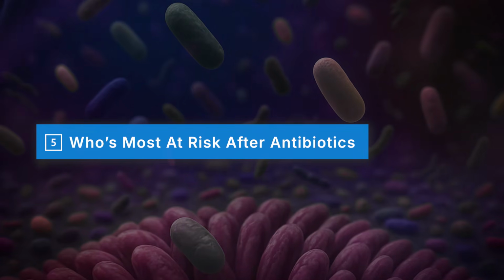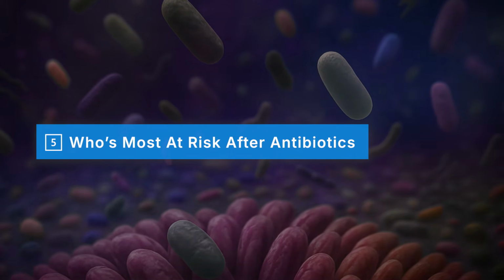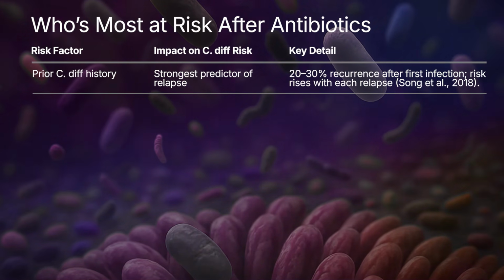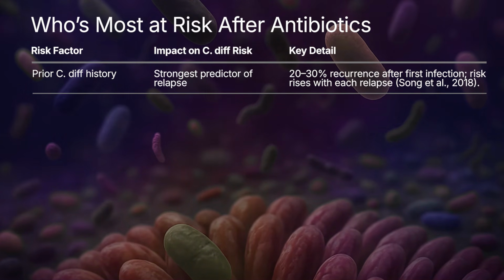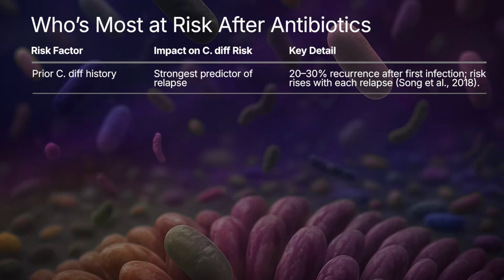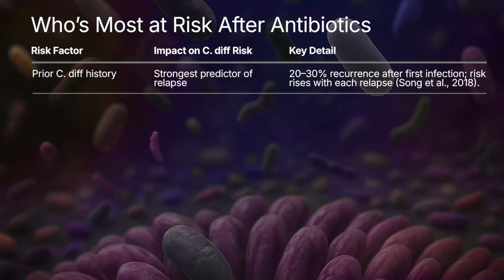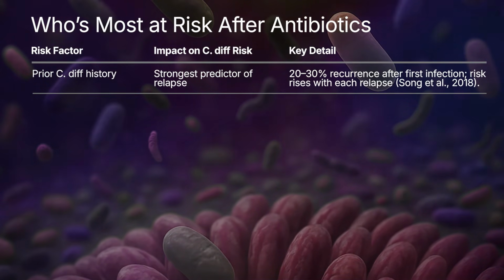Thankfully, not everybody who takes an antibiotic ends up with C. difficile, so you might be wondering, well, who is most at risk? Now, one of the strongest risk factors is having C. difficile beforehand. People who've already had a C. difficile infection face much higher odds of catching it again. Recurrence rates are reported at 20 to 30% after a first infection and increase after subsequent ones. In many studies, prior C. diff history is one of the most consistent predictors of relapse.